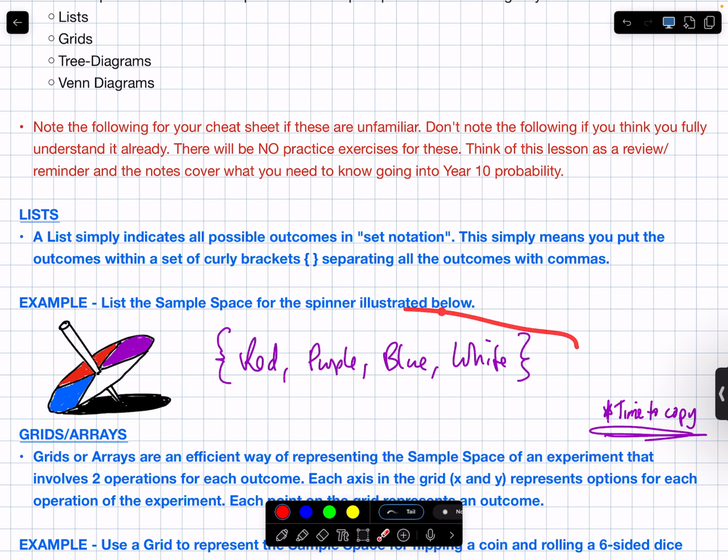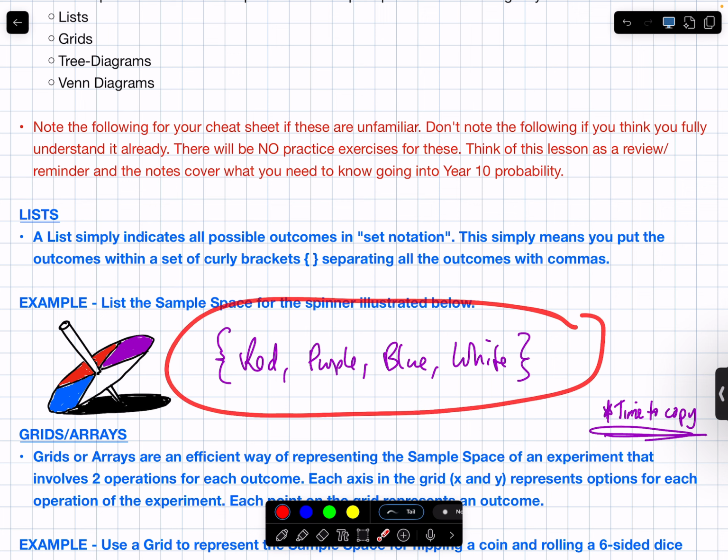So has anyone seen that terminology about what a list is? Putting stuff in curly brackets? No? Is that new? Old? Something borrowed, something blue? No? Have you seen this before? Like the idea of putting the results within a curly set of brackets? No. Good. Okay. That's new.